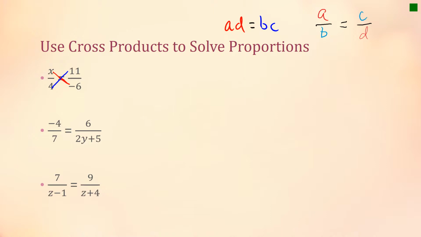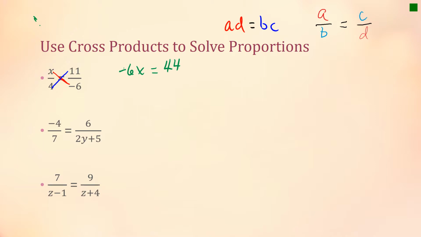So let's set this up. We got x over 4 equals 11 over -6. Well, using the cross product property, then I would have -6 times x equals 4 times 11, which is 44.